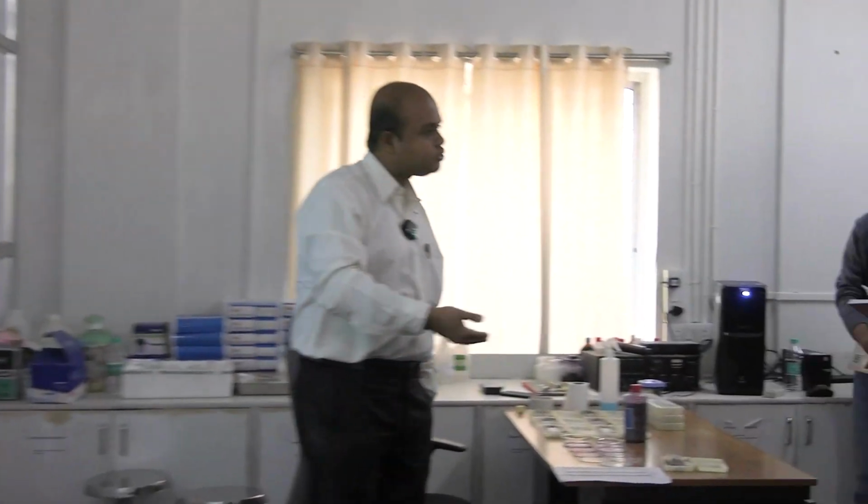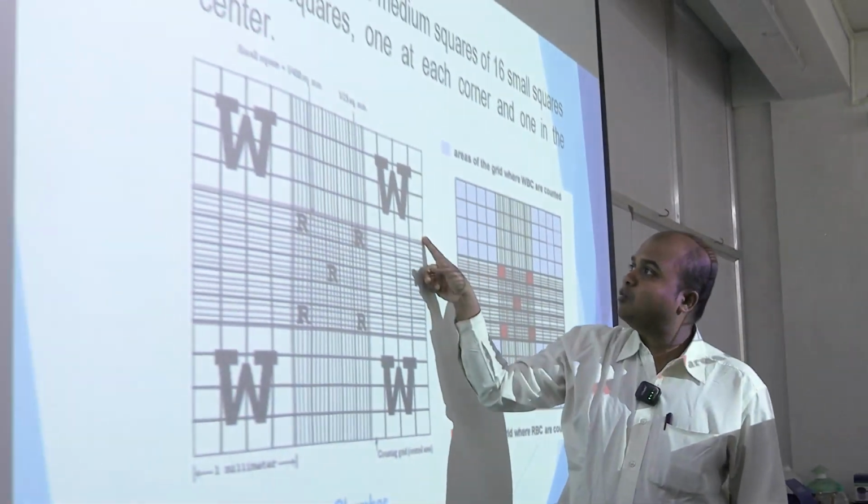The cover slip is placed over the counting grid, and blood is charged there. So the volume of the blood includes just the small space between this cover slip and the counting grid. This is what we are calling height. Length into breadth into height is the volume. This height is the space between the cover slip and the counting grid, that is 1 by 10 millimeter, and the counting grid square is 1 millimeter, this is the 1 millimeter.